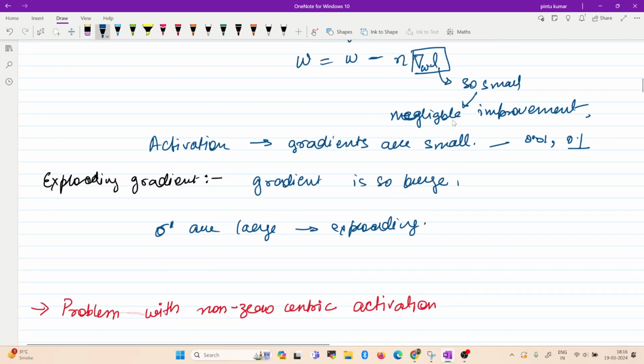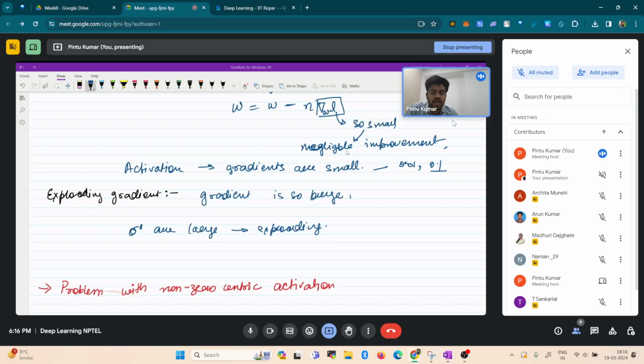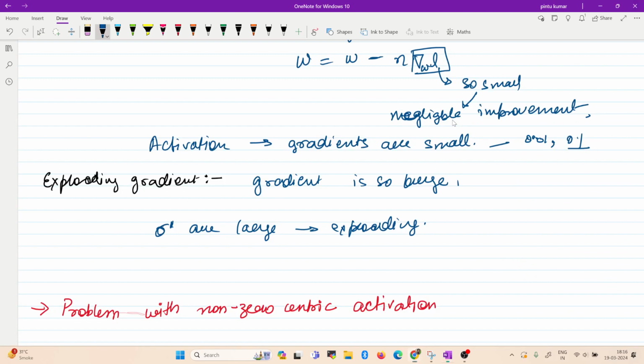Okay. So any doubt about the exploding gradient and vanishing gradient problems, what these are? If you have any doubt in understanding what the exploding gradient problem or the vanishing gradient problem is, you can ask right now.